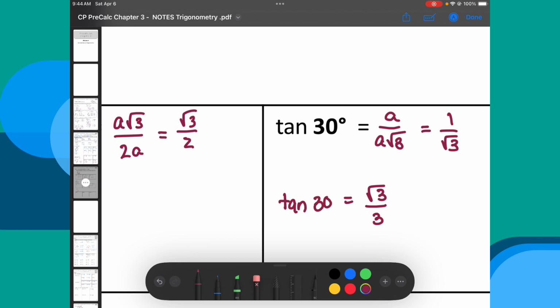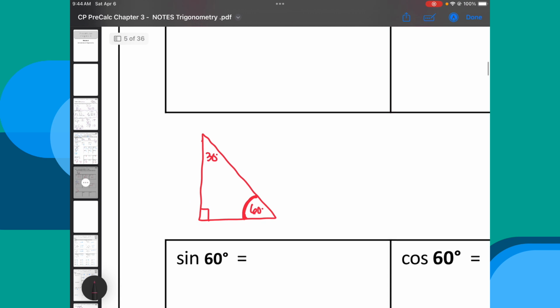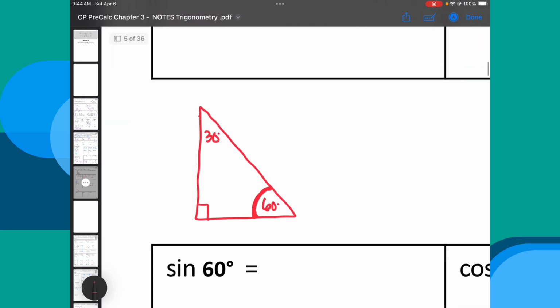Tan of 30. Okay. This would be another time that I'd want you to pause the video, see if you can find sine of 60, cosine of 60, and tan of 60. Start by drawing and labeling your 30, 60, 90 triangle.